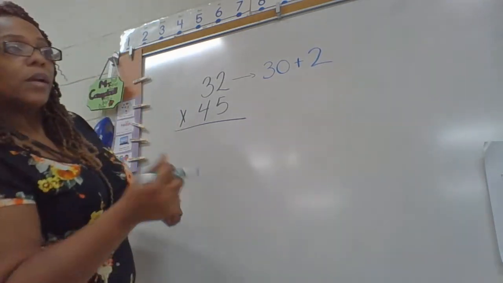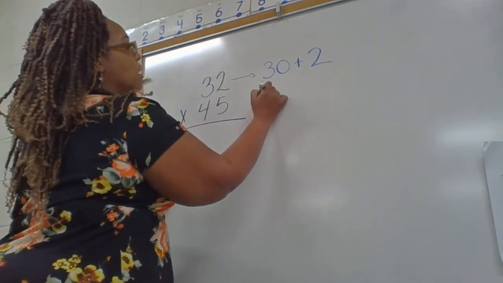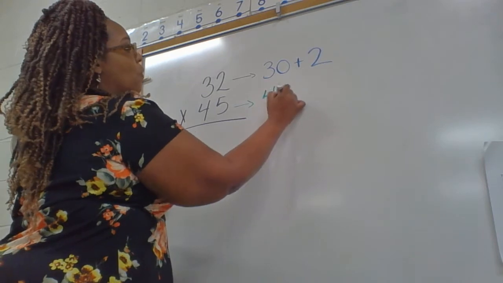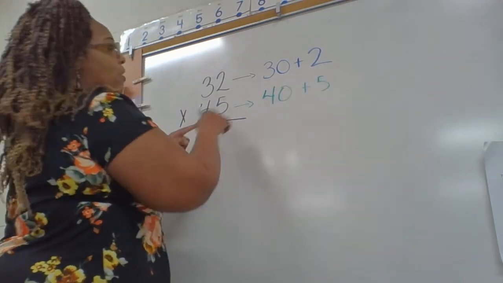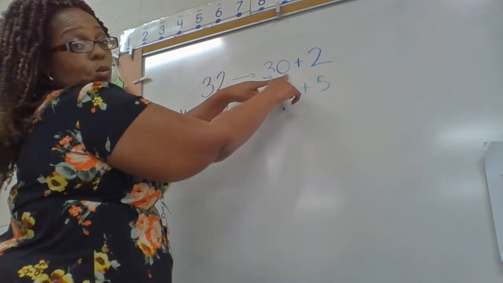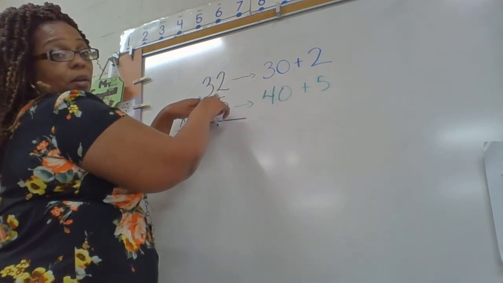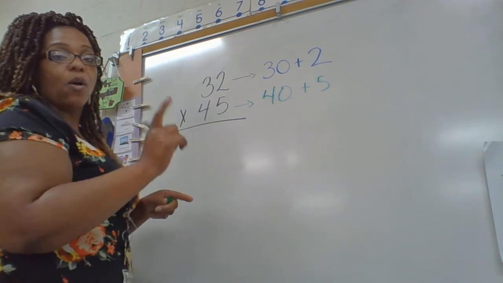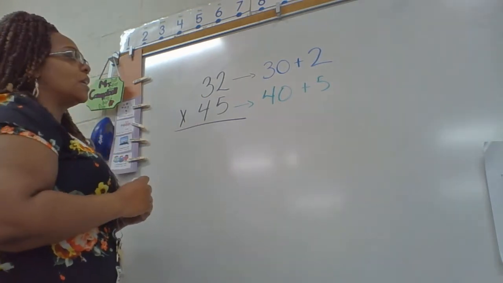And that becomes 40 plus 5. Now notice that 40 plus 5 is the same as 45. 30 plus 2 is the exact same amount as 32. Okay, now we're going to have to multiply those.